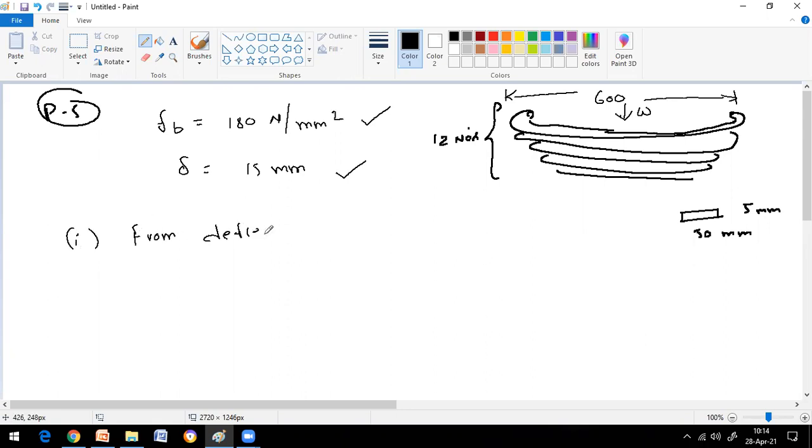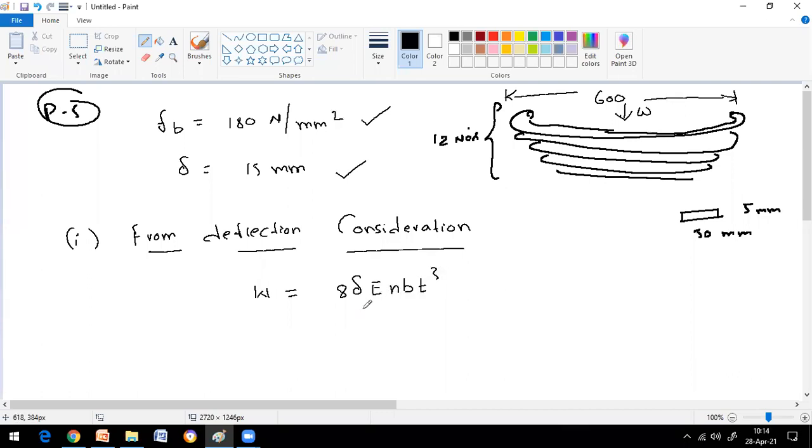from the deflection equation, or from the deflection consideration. Here you need to just remember the formulas. By that you can solve the problem easily. From deflection consideration, W is equal to 8 delta E N B T cube by 3 L cube. Very important. If you remember this formula, you can calculate the load easily.